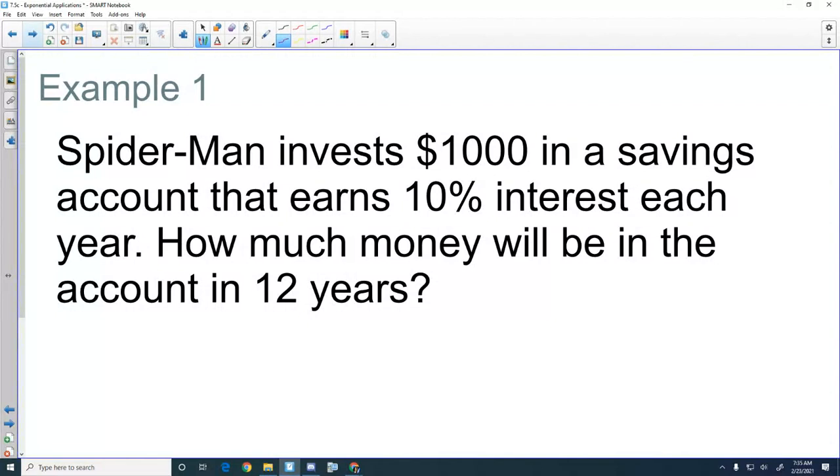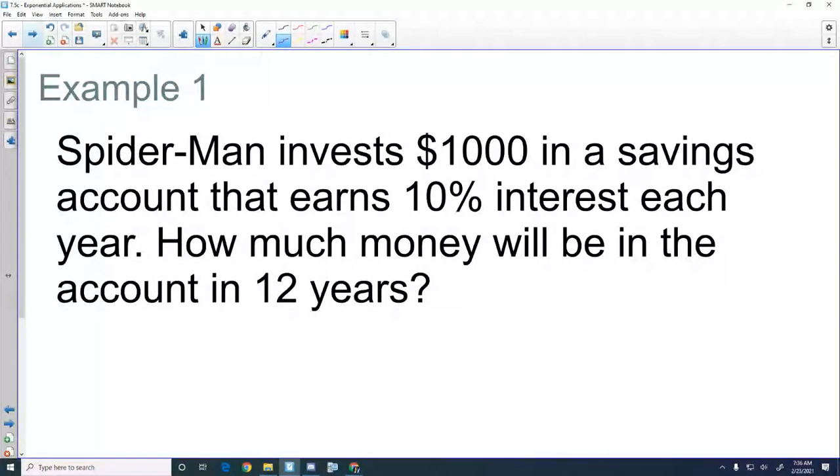So let's just see how this works. We're going to talk about some investments today. I was talking to my boy Spider-Man, and he's opening up a bank account. He needs to save up some money to buy web fluid, and because Aunt May's birthday is coming up, he wants to get her something special. He's putting $1,000 in the savings account. It's getting 10% interest, and he wants to know once he finishes his education, how much money will be in the account in 12 years.